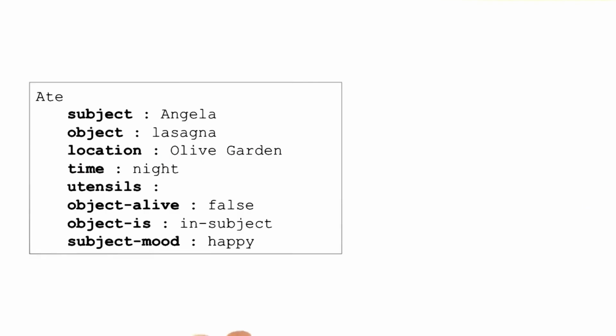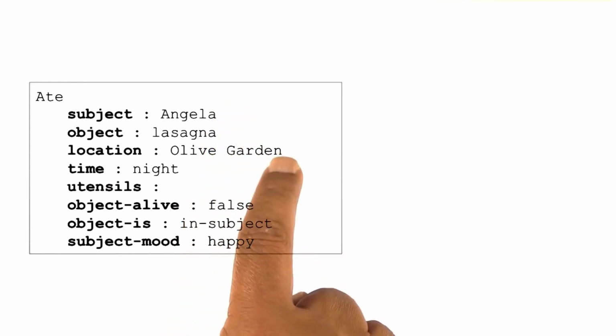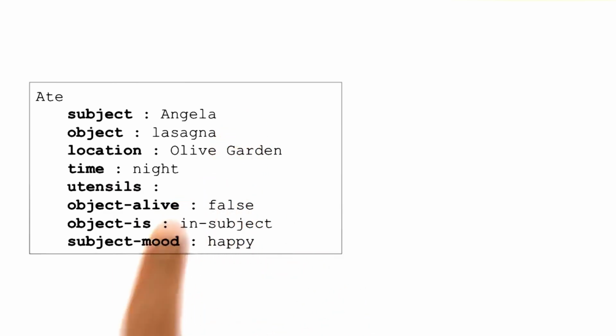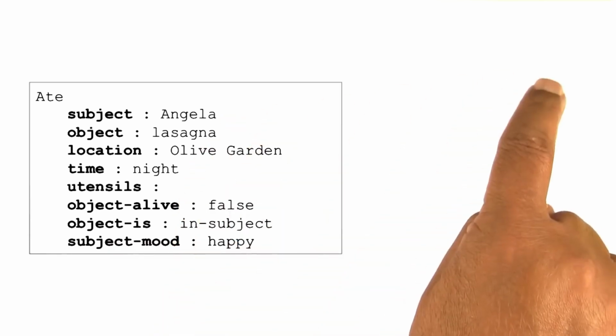I want to talk about two more ideas. Recall when I had this sentence, Ashok ate a frog, I said let's focus on the verb form now. That was indeed correct, but one can have frames for nouns as well. So one could have a frame for Angela or for lasagna or for Olive Garden or for night. If one had a frame for Angela and lasagna and so on, in that case, one could, instead of saying Angela here, point to a frame for Angela.